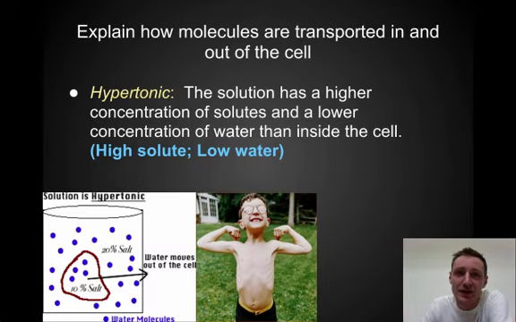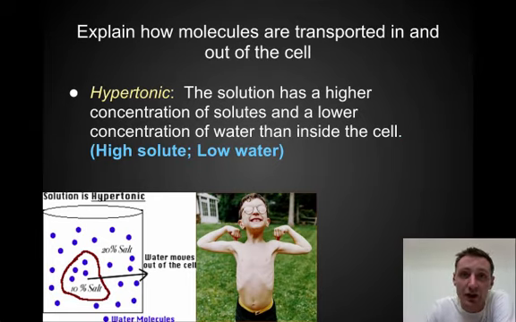And in a hypertonic solution, the solution has a higher concentration of solutes and a lower concentration of water than inside the cell. So you can see from our image down there, inside the cell there's 10% salt, so that means there's 90% water. And the solution surrounding the cell, there's 20% salt, so that means there is 80% water.